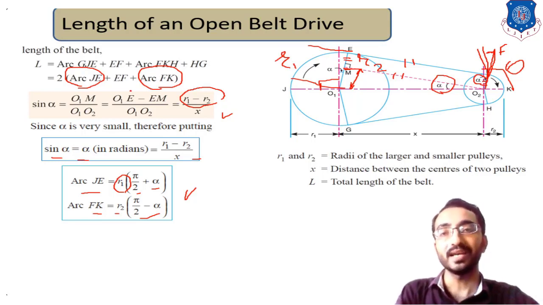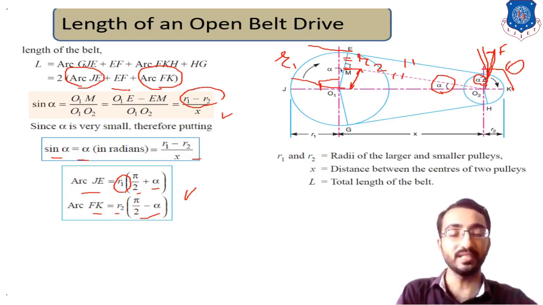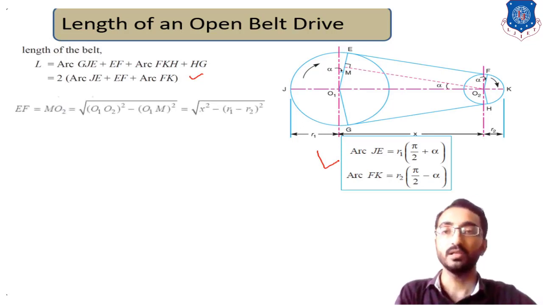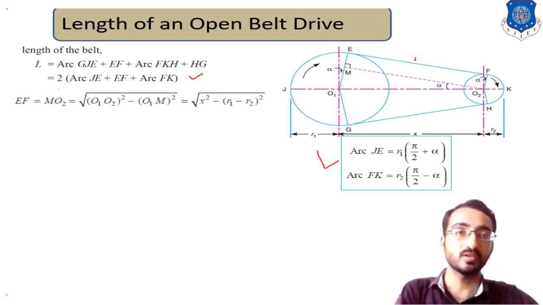Now let's move on to the calculation of EF. So next is the calculation for EF, and we are considering this equation as in the previous derivation. Now EF, that is this horizontal length, will be similar to your O2M length.